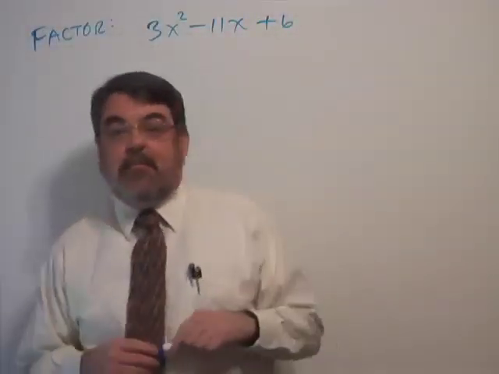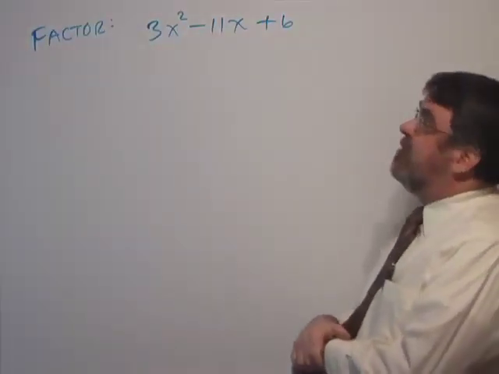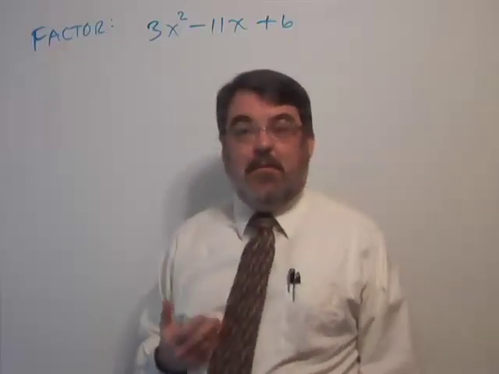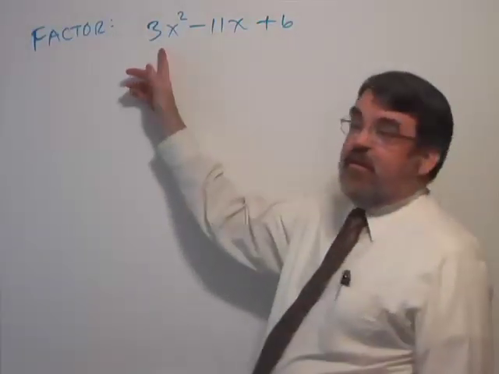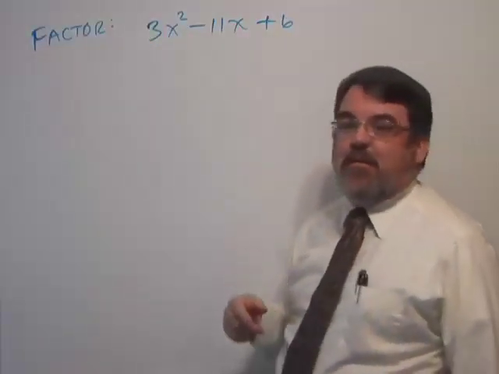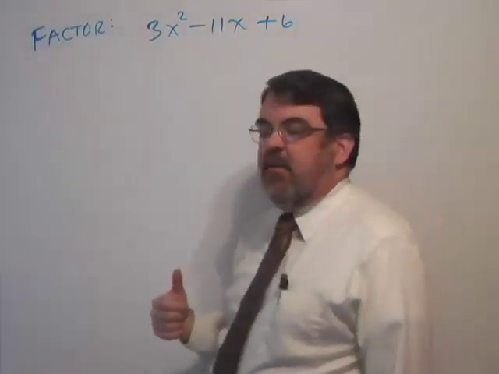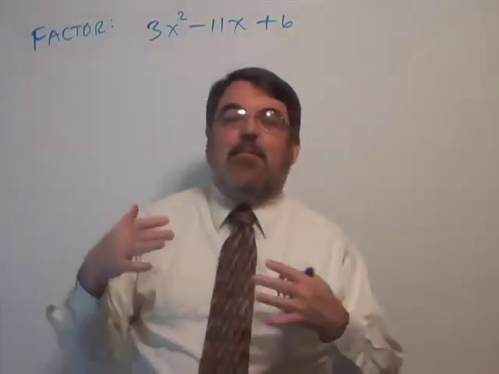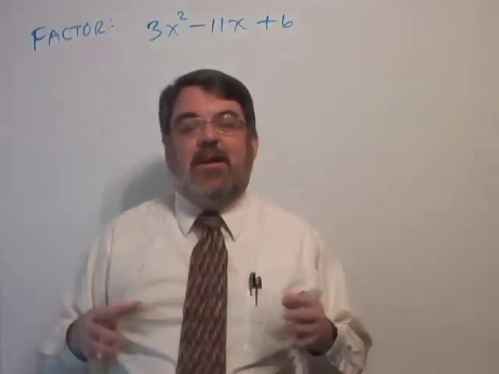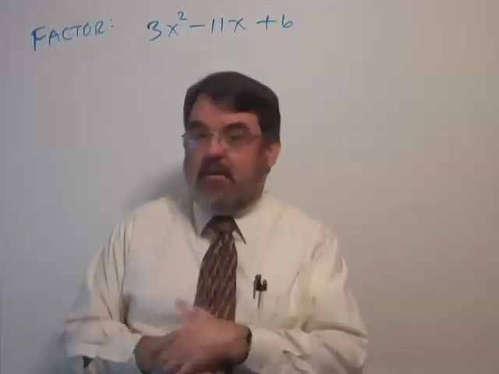Let's look at this problem. Factor 3x squared minus 11x plus 6. What makes this one different than all the others we've done up to this point is that the leading coefficient is not 1. In this case, it's 3. And also this constant term is not 1 either. So it turns out that there are more possible pairs of numbers that we have to work with in order to find the right set of numbers that factors this correctly.